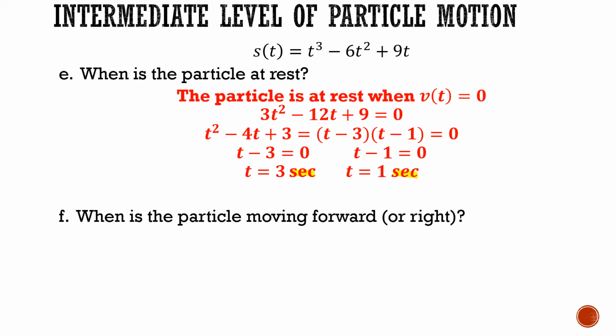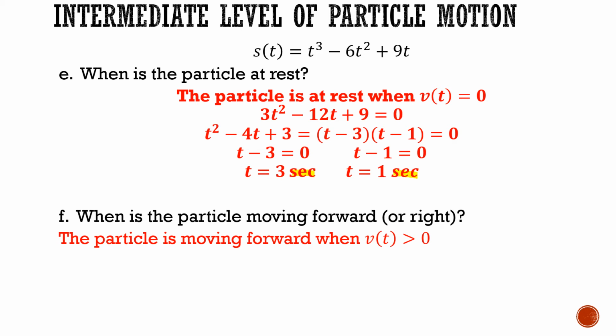All right, part F says, when is the particle moving forward, or when is it moving right? They could have also asked when is it moving backwards, or when is it moving left? To determine that, you're going to take the values that you got from when your particle is at rest, and figure out where the velocity is greater than 0 to find where it's moving forward. So I'm going to take that 1 and that 3 that I got from part E, put them on the number line, and plug numbers into my velocity formula to see when it is moving plus or when it is moving minus.